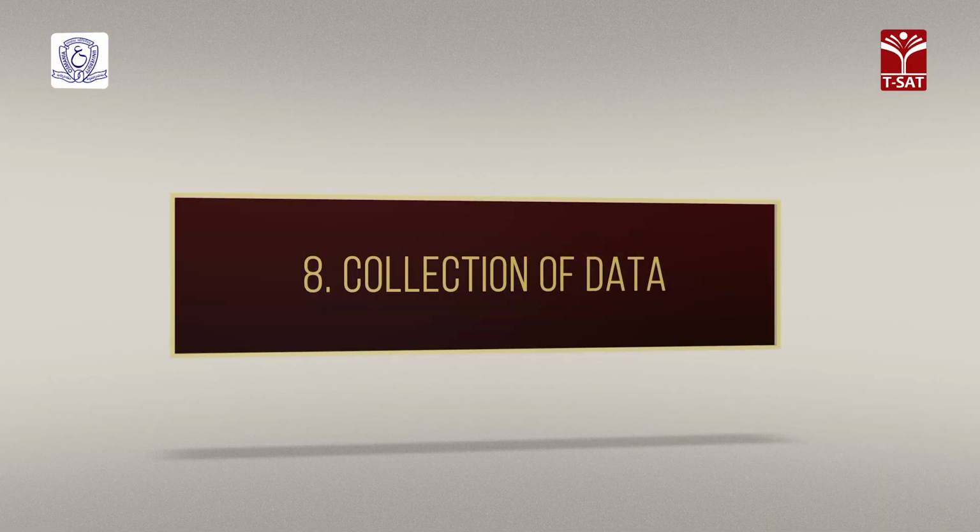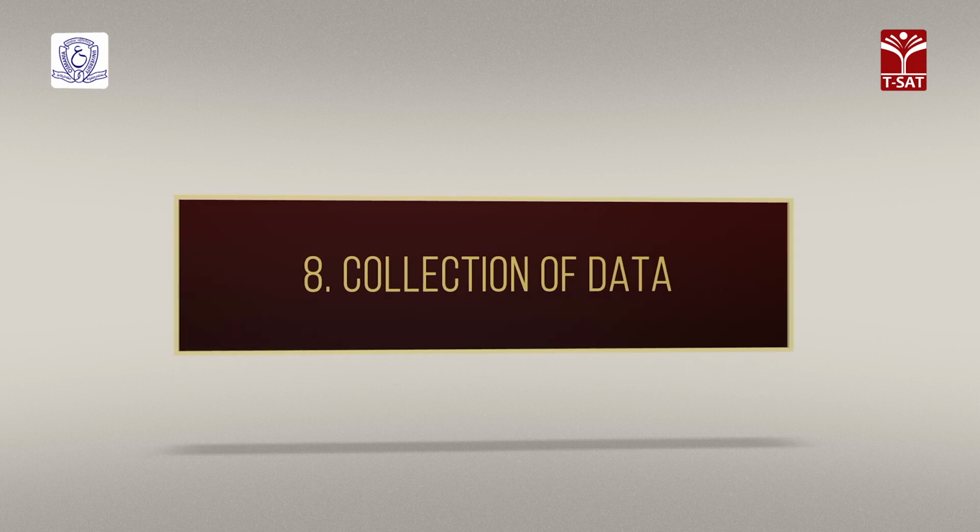The next step in research is collection of data. Collection of data is an essential part of the research process. Data can be primary or secondary. Data collected by the researcher is primary. The data already collected by some agency and available in some published form is secondary.